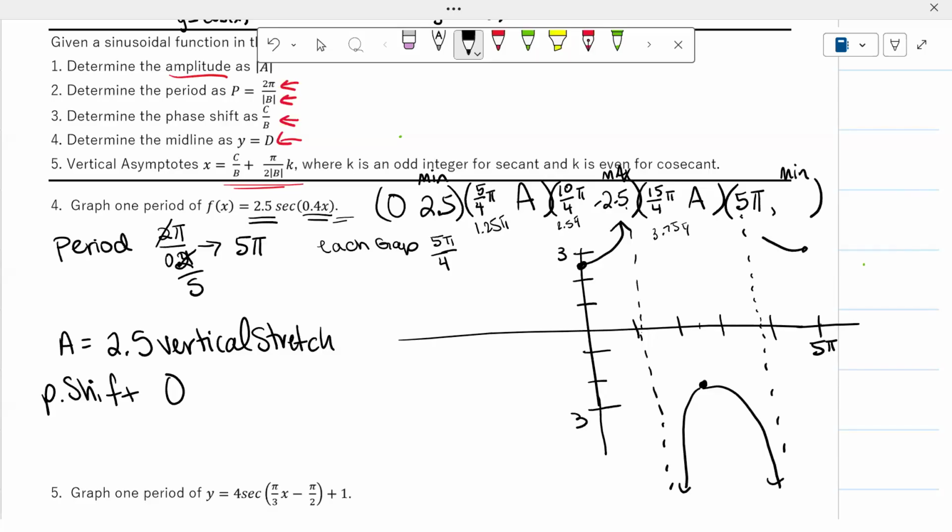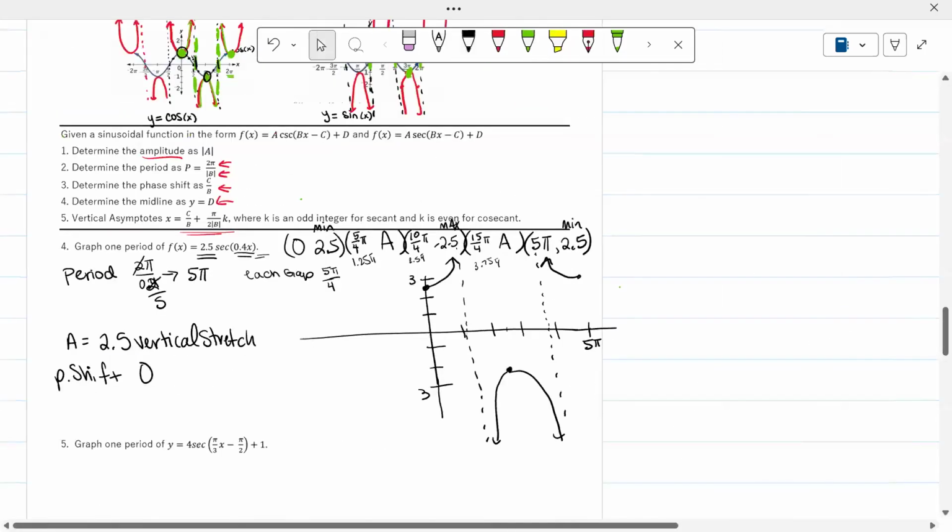And there I have one period's worth. Now, is it on repeat to the left and to the right? Absolutely. If I wanted to do 2 periods, I would find when the next asymptote is and fill in the rest of this. The nice thing is the secant function is even, so there's symmetry over the y-axis.